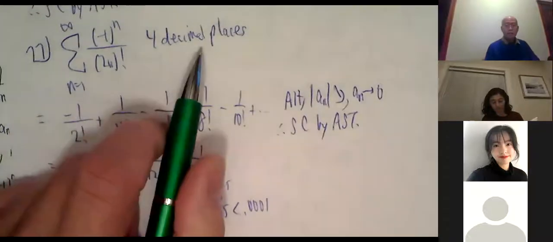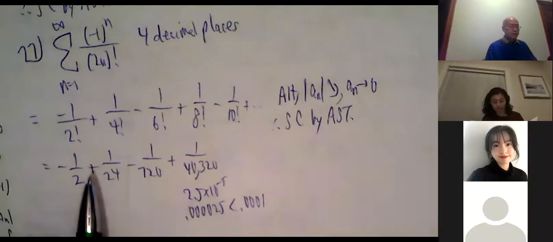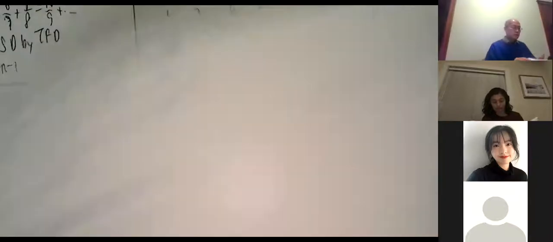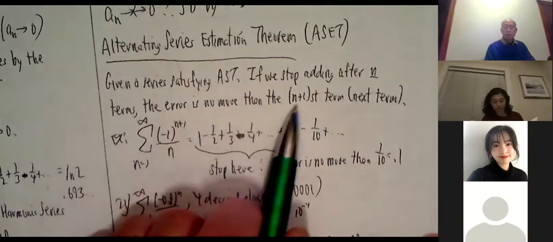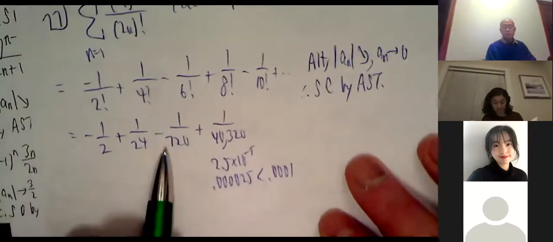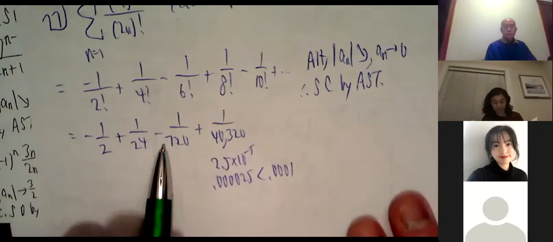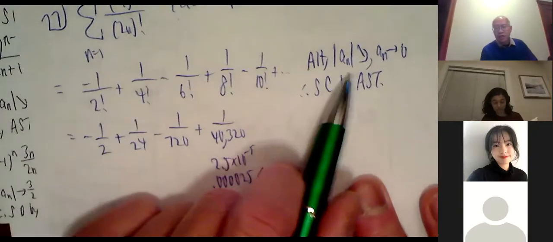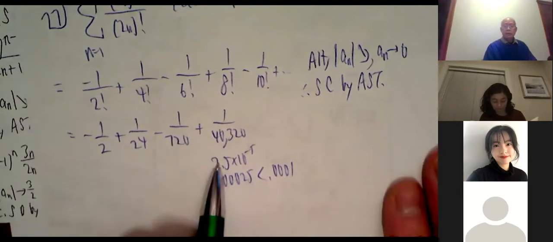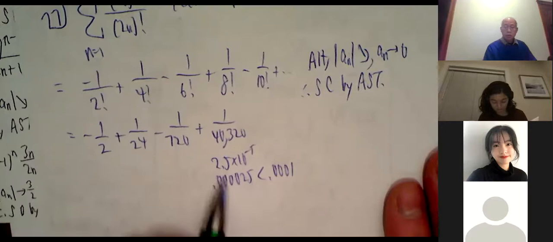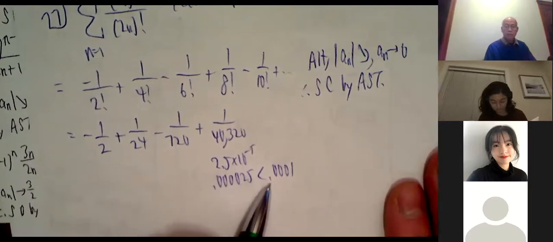Now they want accuracy to 4 decimal places. So by the alternating series estimation theorem, if you stop anywhere, the error is no more than the next term. So I'm stopping after just 3 terms. The logic is, you're supposed to add up infinitely many terms, but you're only adding up 3 terms, so there's going to be an error. The error is no more than the next term, which is 2.5 times 10 to the negative 5, 0.000025. That's already smaller than 0.0001.